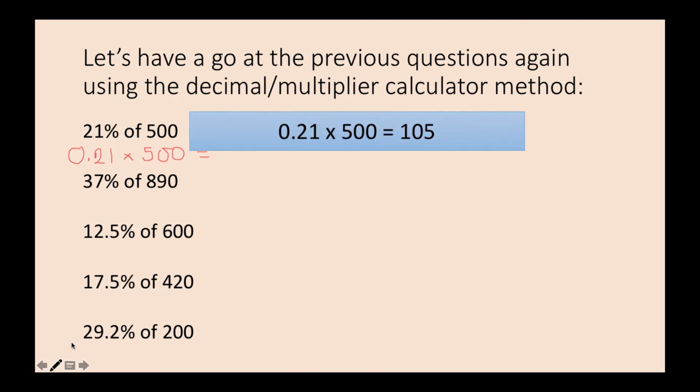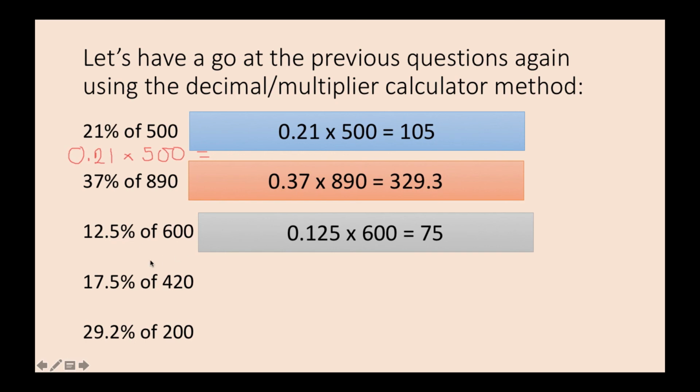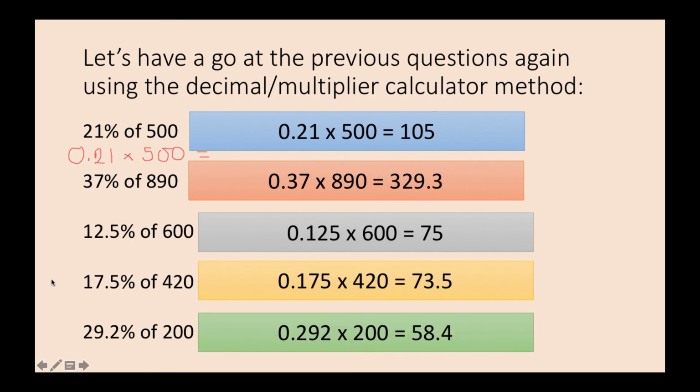Okay, so let's go through them. So we do 0.21 times 500, that gives us 105. The next one, 0.37 times 890, 329.3. So we're doing the same questions again, but we're just using the multiplier method. 12.5% of 600, 0.125. Now just be careful with this one. When we're putting it as a decimal, you have to move the decimal point from where it is 2 spaces back, not from the end of the number. It's only when there's no decimal around that we start at the end of the number. 0.175 times 420, 73.5, and 0.292 times 200 equals 58.4.